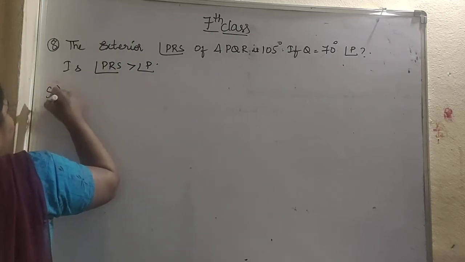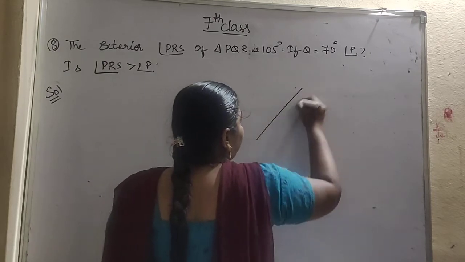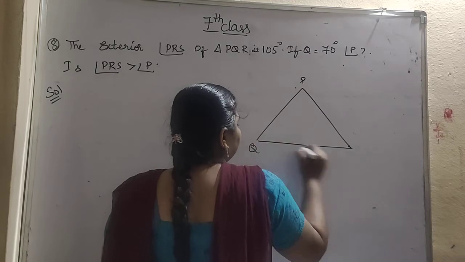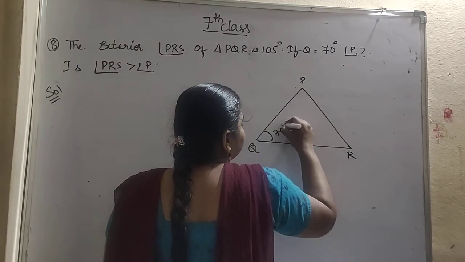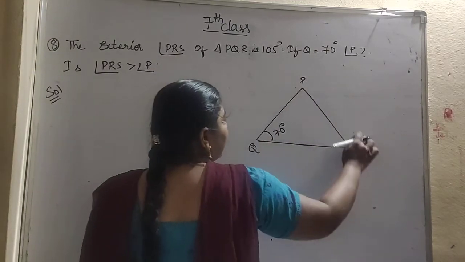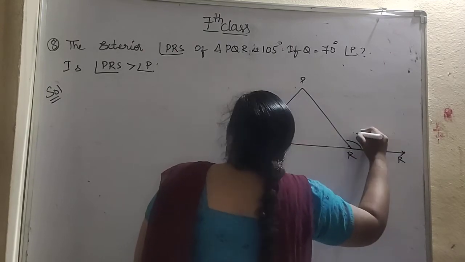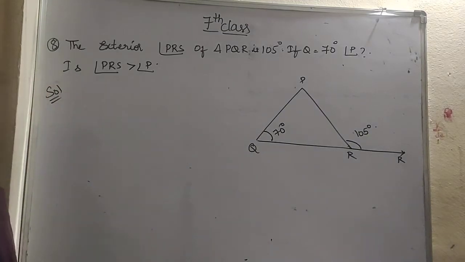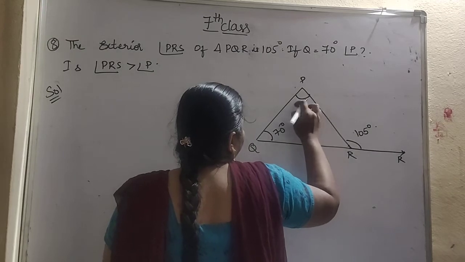So here first we will draw a figure. They told that triangle PQR, so I am taking a triangle PQR here. And they told that Q is equal to 70, so here it will be 70. And the exterior angle PRS, so the exterior angle will be this. This will be equal to 105. And what we have to find? We have to find this angle P now.